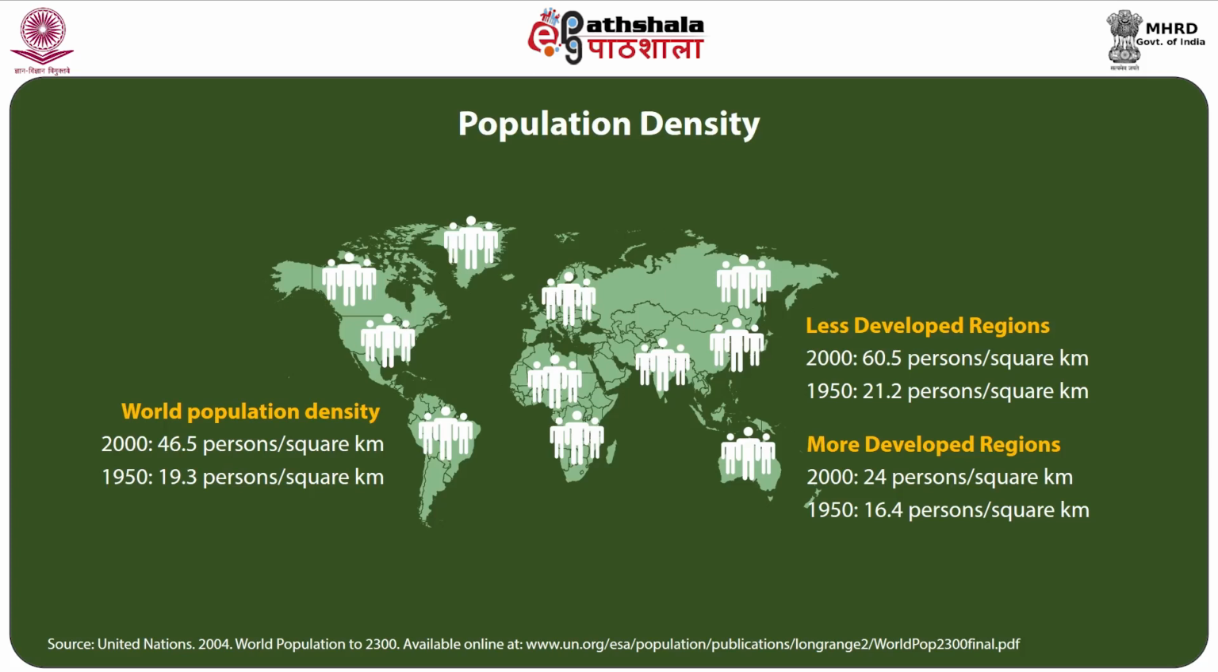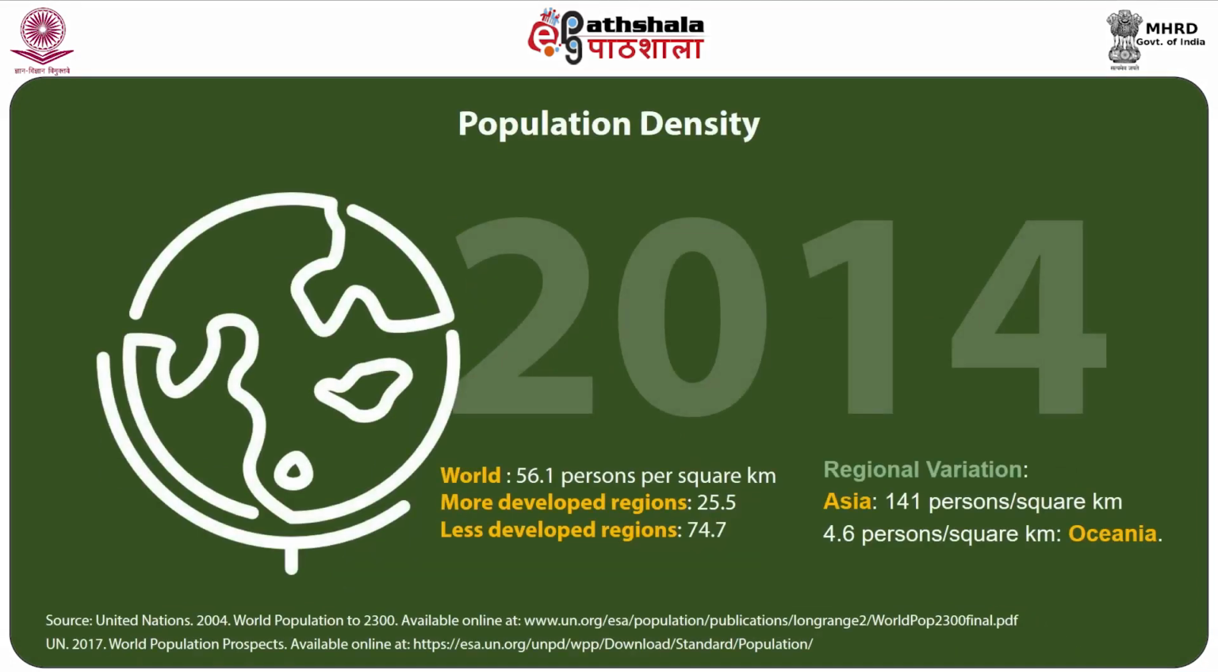which clearly indicates that the density is higher and higher in the case of less developed regions, whereas in more developed regions it is slightly lesser. Similarly, if we look at the regional variations, Asia has the highest density of population, as high as 141 persons per square kilometer, whereas in a region like Oceania only 4.6 persons are noticed per square kilometer. And for the world as a whole, the density is 56.1 persons in 2014, which clearly indicates the regional variations.